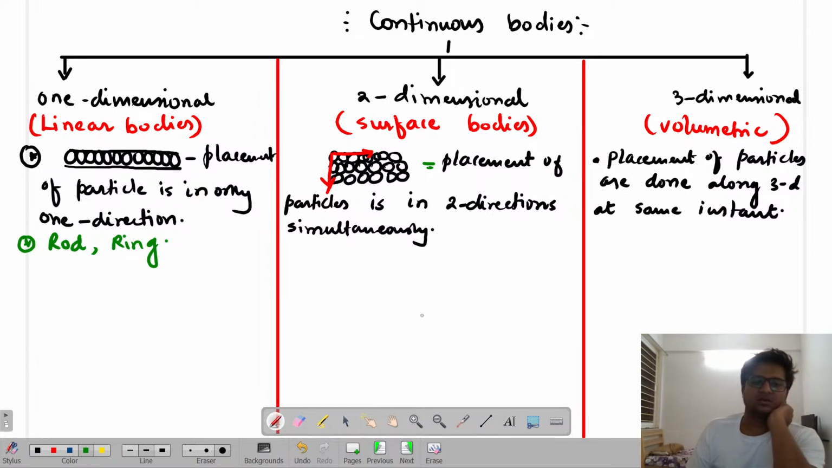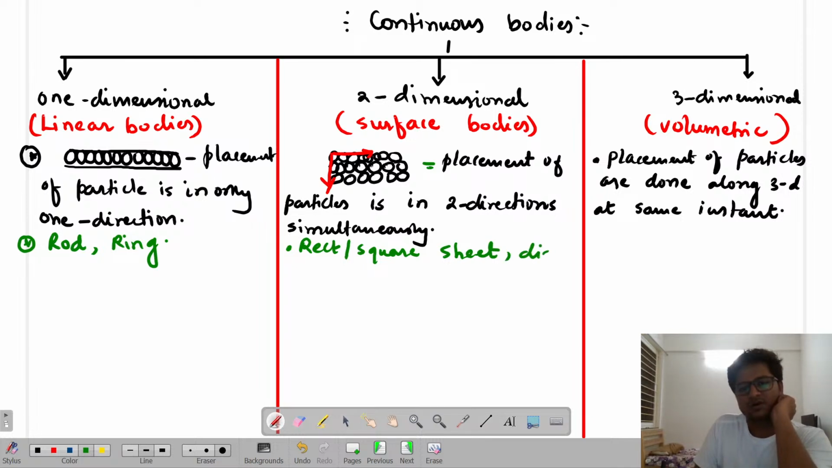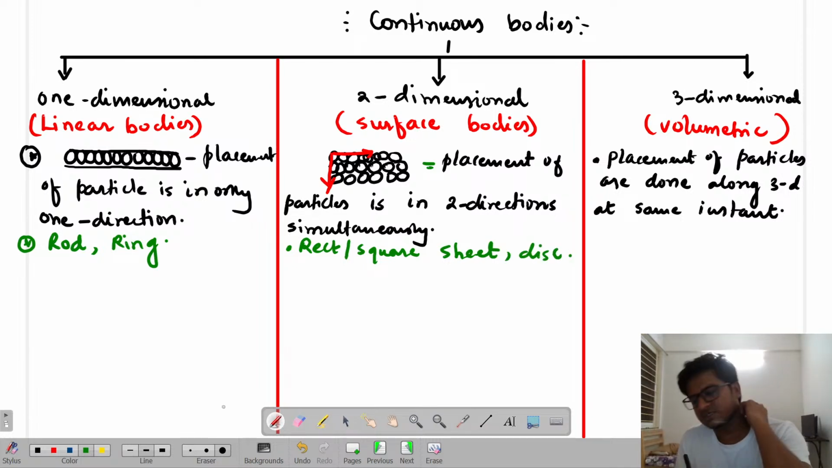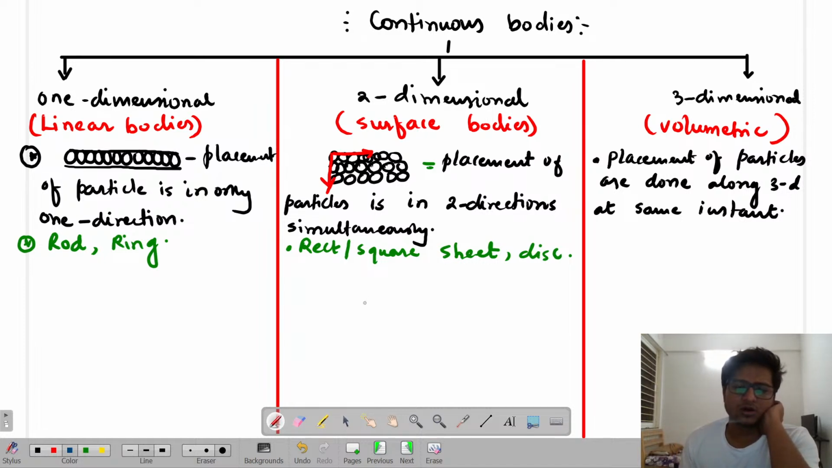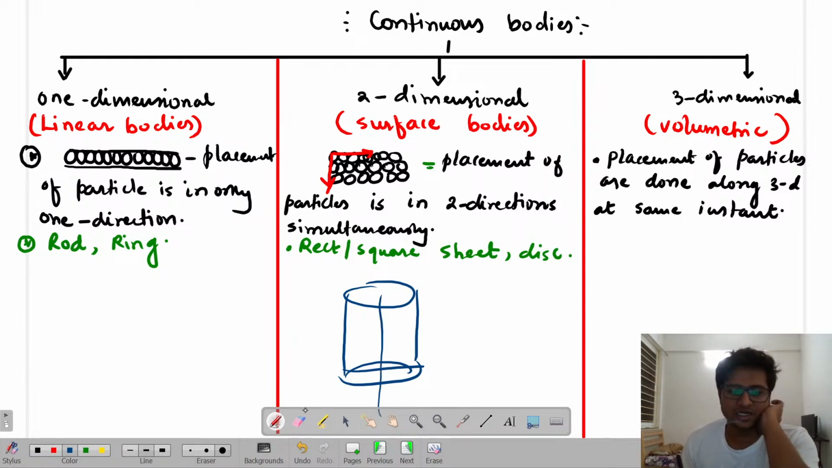Examples of surface kind of bodies are a rectangular or a square sheet. A disk is an example of a two-dimensional body. But then there comes an exception. Look at a hollow cylinder. If I cut it at one part and spread it, it will change to a rectangular sheet, or not? Tell me.